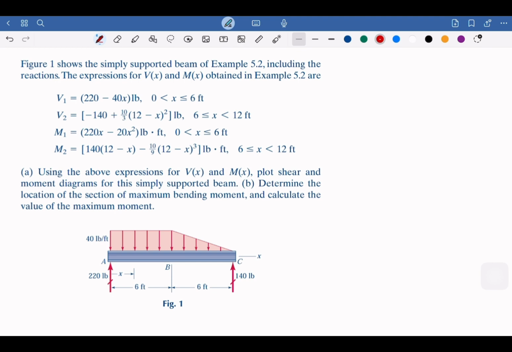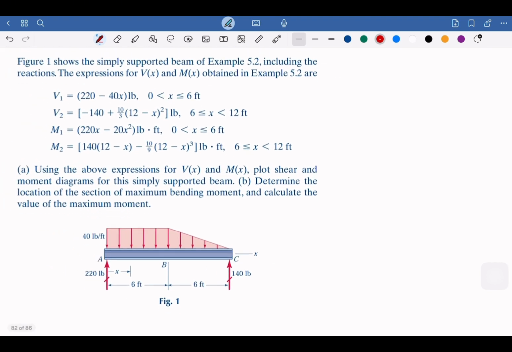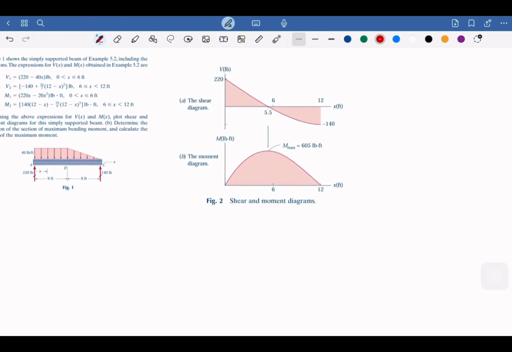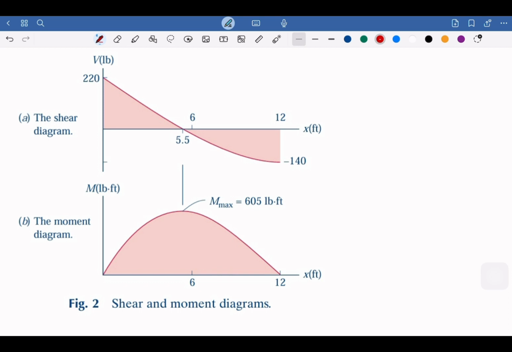So if you want to write up the equations, this is the conclusion. This is 1, this is 2, so this is V1, V2, this is M1 and M2. This is based on the equations that we built.